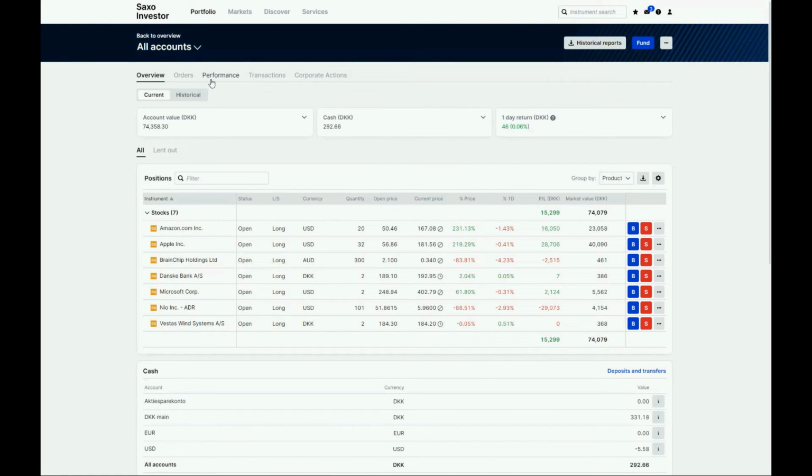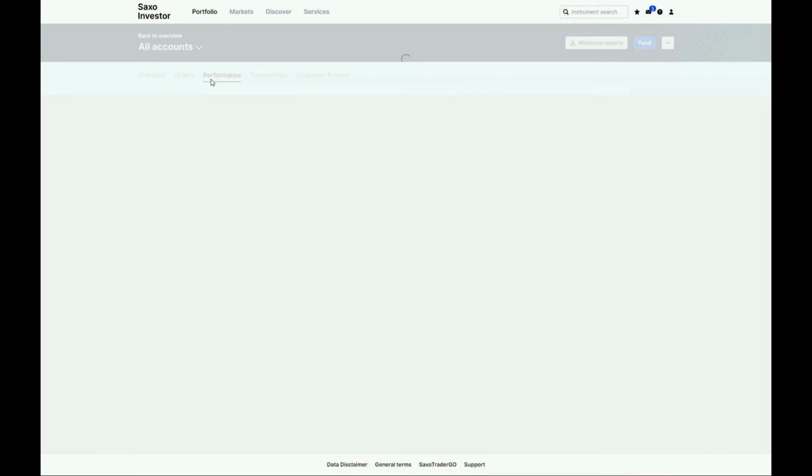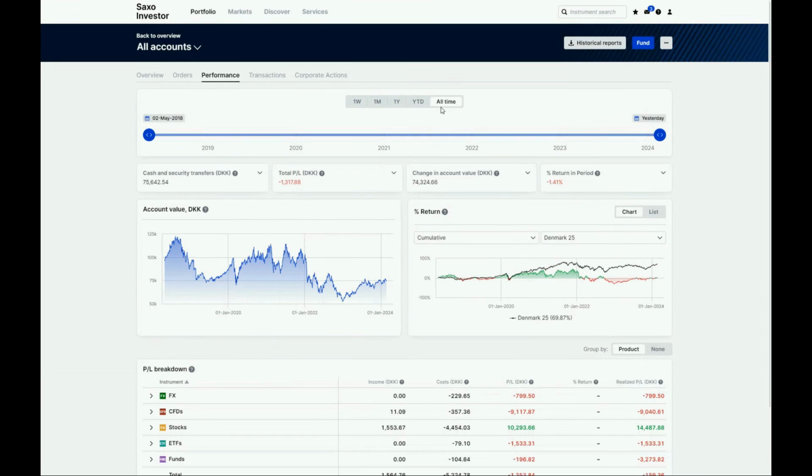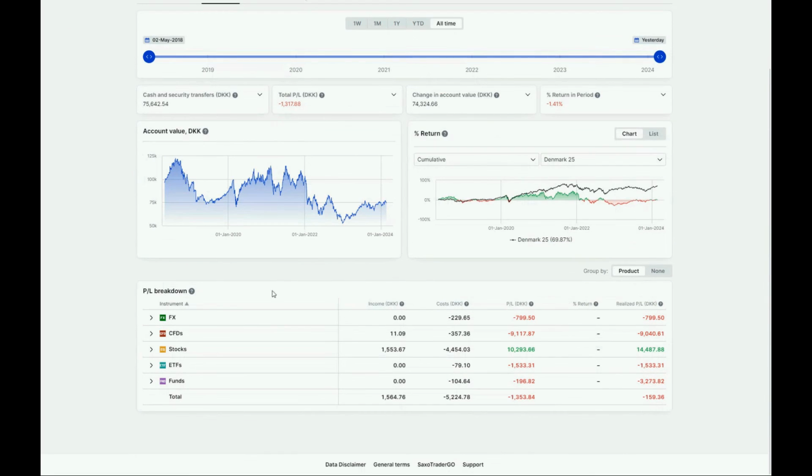I think an important thing to see as well is the performance section of the portfolio overview, where you will be able to see year-to-date basis, 1 year, 1 month, 1 week. How is it that my portfolio is doing? And if you look at it all-time based, it loads up. See, once there was a lot of money on this account, it went very well. And it's gone up and down, and you can always see what's your profit/loss breakdown.